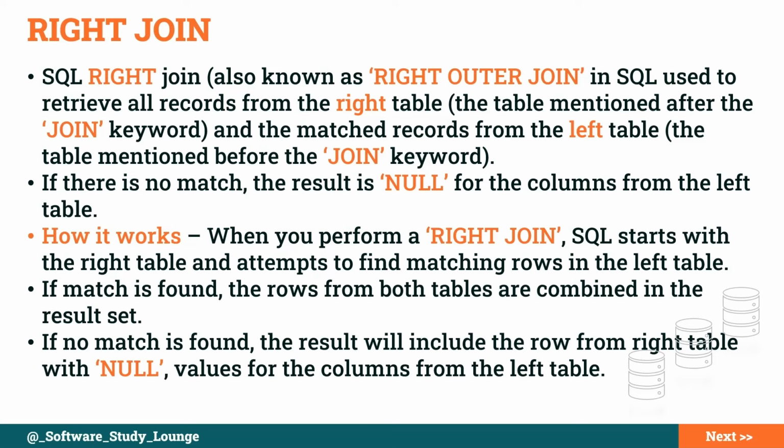How it works: when you perform a right join, SQL starts with the right table and attempts to find matching rows in the left table. If a match is found, the rows from both tables are combined in the result set. If no match is found, the result will include the row from the right table with null values for the columns from the left table. So if the match is not found, it contains the null value for the left table's columns.